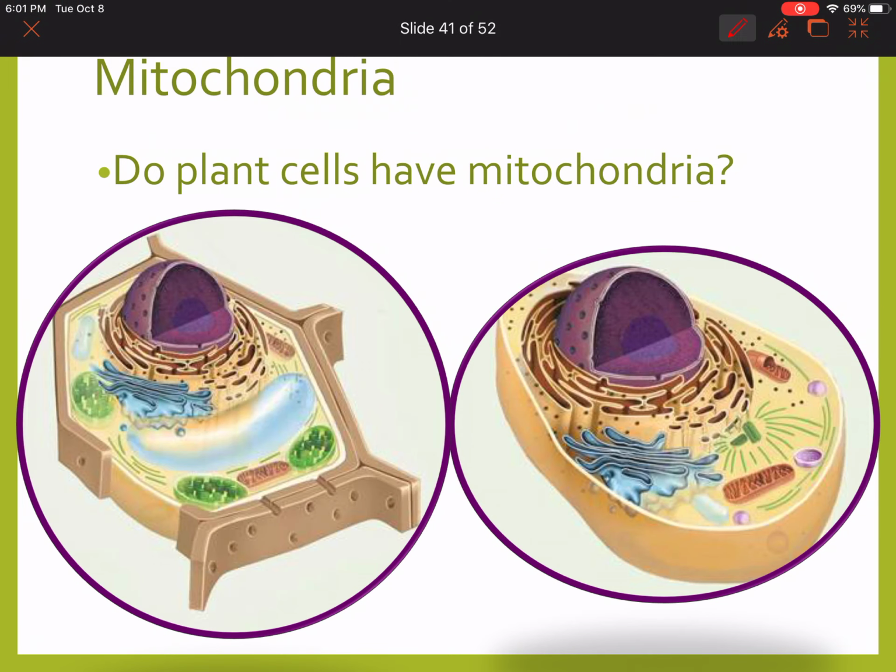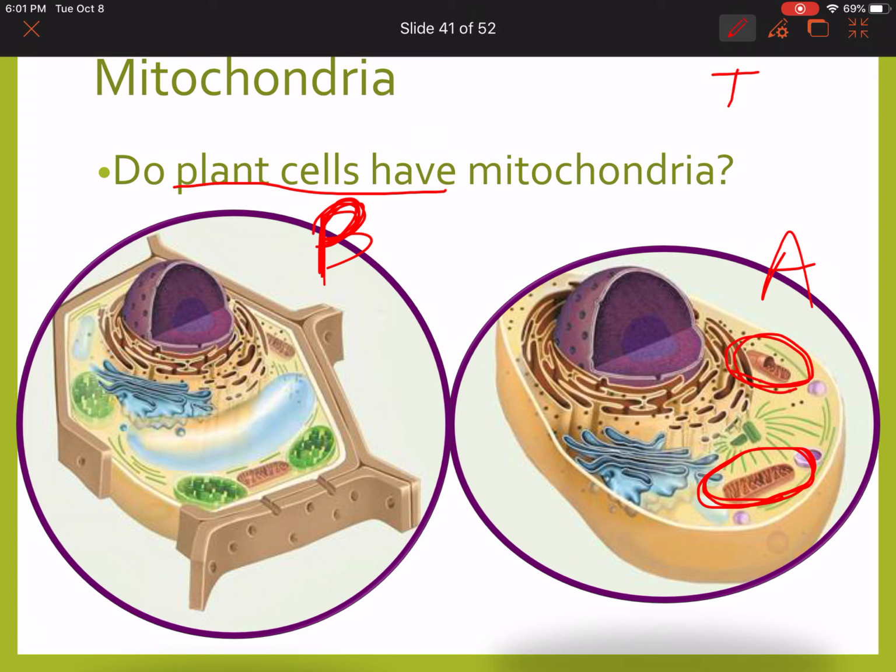Now, here's a good question. This makes a wonderful test question. Just saying. Do plant cells have mitochondria? If you look, remember this is animal, this is plant. I can't spell that apparently, but this is plant. These are the mitochondria. They look like wrinkled little beans. So here's the question. Do you see any of this over here? Yes, you do. Look, that's the same thing.